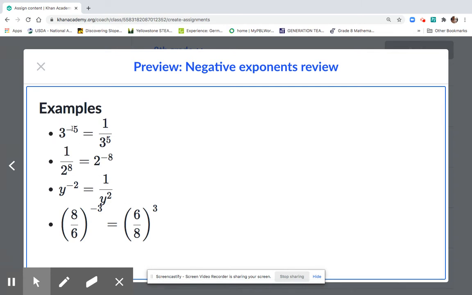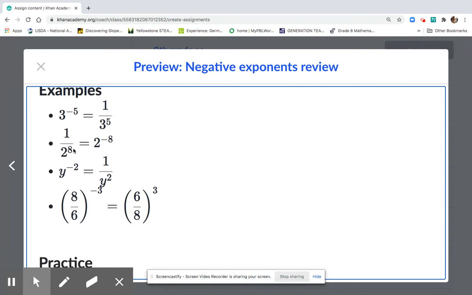So if you had 3 to the negative fifth, right here, you would express that as 1 over 3 to the fifth. And so when we move this power to the denominator, we then make that exponent positive, right? So if you see 1 over 2 to the eighth, that could be expressed with a negative exponent, right? Because the negative exponent means that this power was in the denominator.